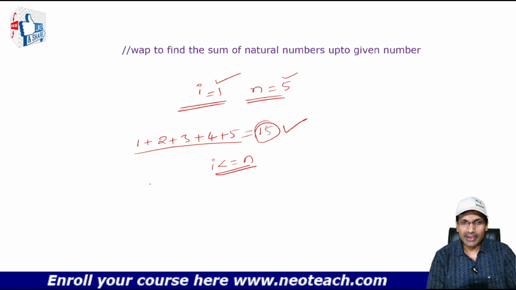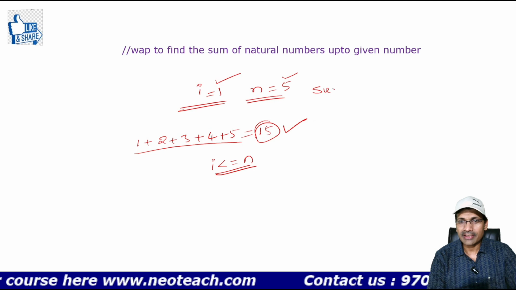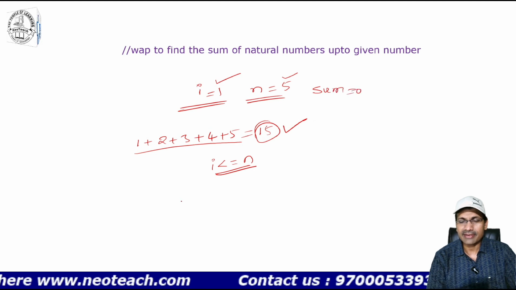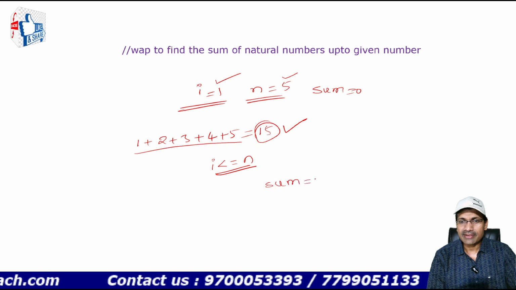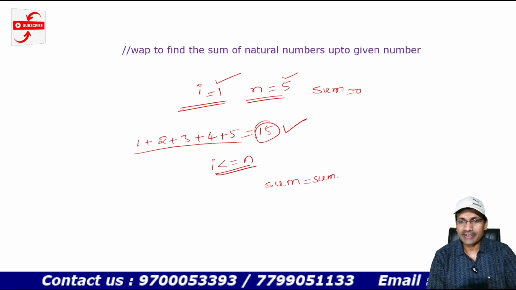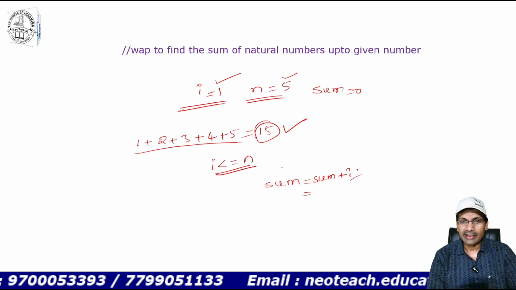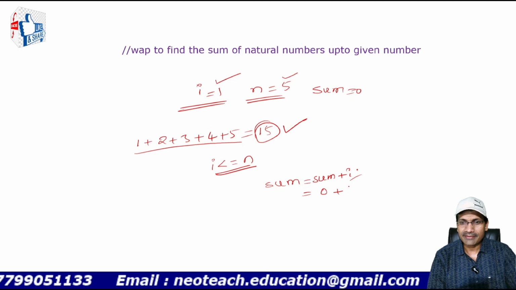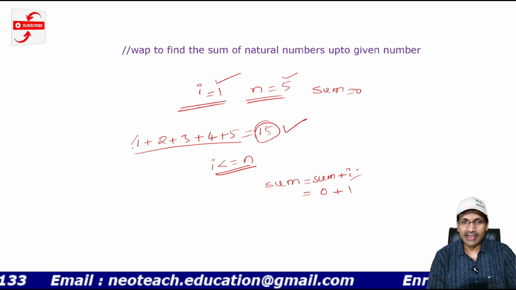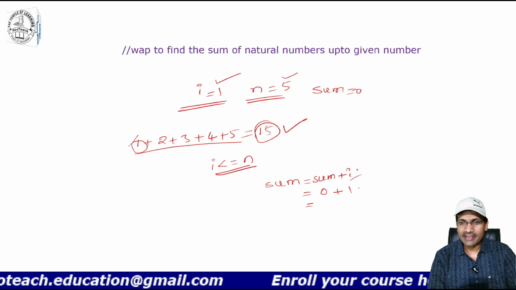But here what we are going to do, initially we should take one more variable, that is sum, and its initial value is 0, right? So here what you do is sum equals sum plus i. This is the main logic. Initially the sum value is 0 at the starting, and the i value is 1, because the first i value will be 1. So now 0 plus 1 is nothing but 1.